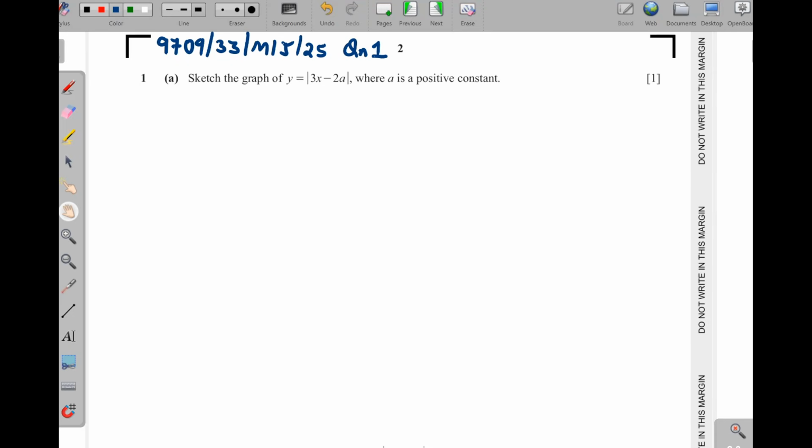This is Teacher Simon taking you through Pure Mathematics 3. This is paper 9709/33 for May/June 2025, and this is part 1 for questions 1 to 6. Question 1 is coming from modulus functions.